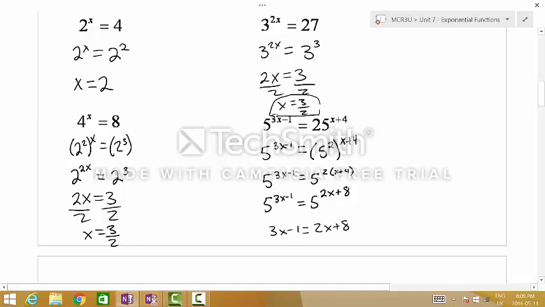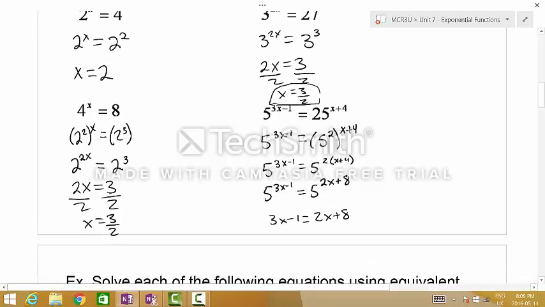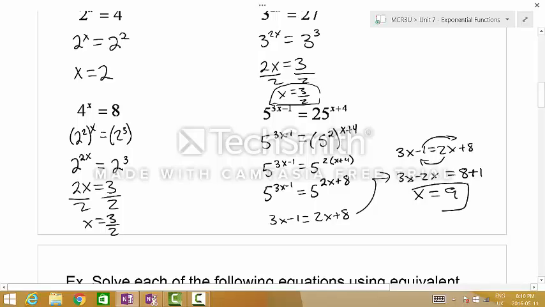From here, the bases are the same, so we're ignoring them. We just write the exponents equal to each other, and we need to solve for x. So we have 3x, we bring that 2x over, so it becomes negative 2x. We have 8, and we bring that negative 1 over, so it becomes plus 1. 3x minus 2x is 1x. 8 plus 1 is 9, so we get our answer to be x equals 9.